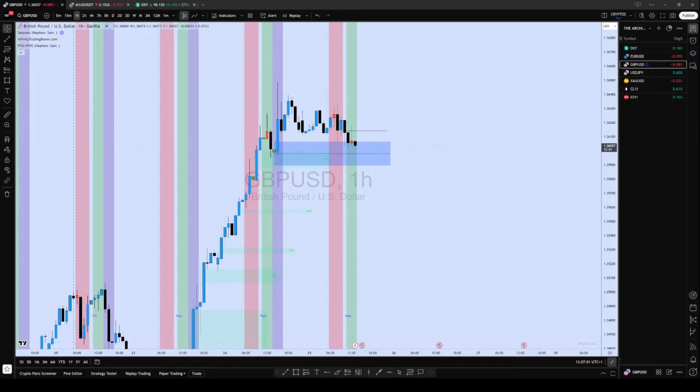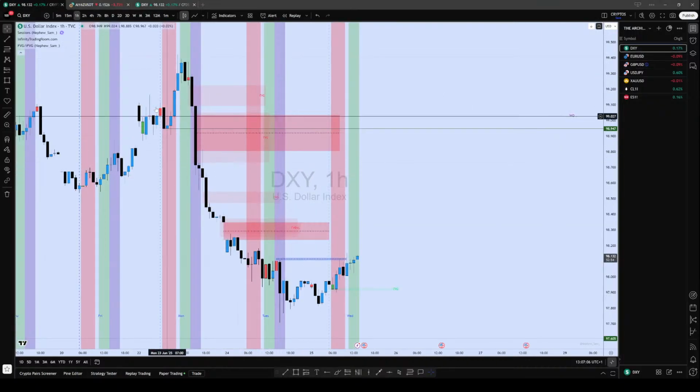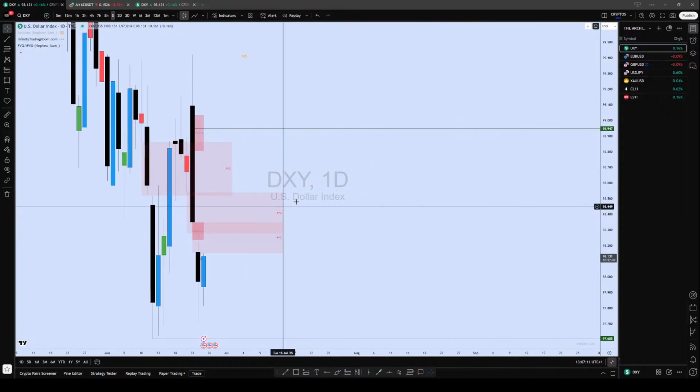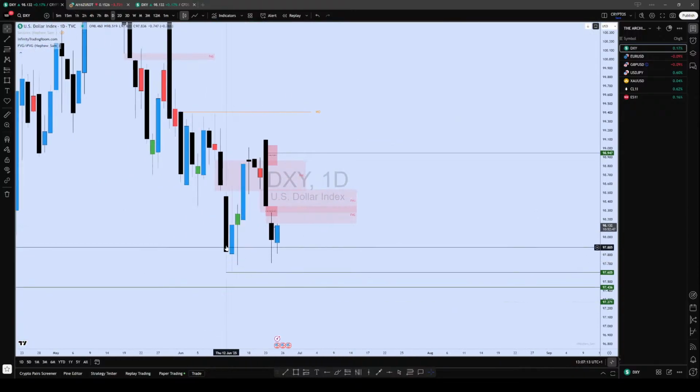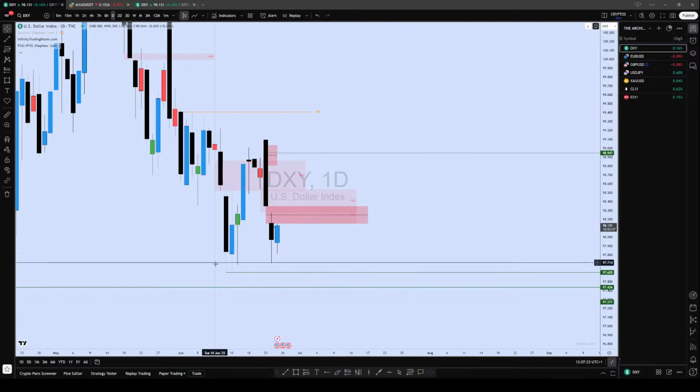All right, let's start with, as usual, the dollar index, and then you go on to the other pairs. So starting with the dollar index, yesterday we had a nice down close. We have a volume imbalance created. That's the volume imbalance, and the drawn liquidity, as I mentioned, is down here. So we are expecting price to continue going down, especially possibly today.